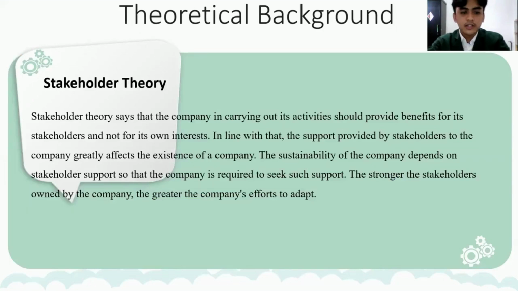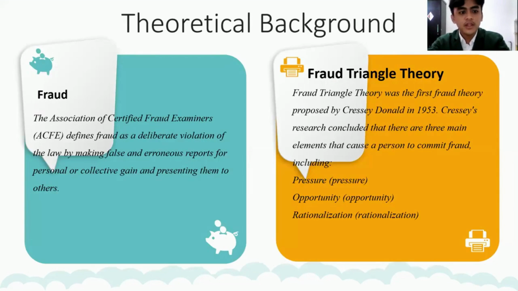Stakeholder theory. Stakeholder theory says that the company in carrying out its activities should provide benefit for its stakeholders and not for its own interest. Fraud. Fraud can be defined as a deliberate violation of the law by making false and erroneous reports for personal or collective gain and presenting them to others. And fraud triangle theory. Fraud triangle theory was found by Cressey Donald in 1953. Cressey says that there are three main elements that cause a person to commit fraud: pressure, opportunity, rationalization.